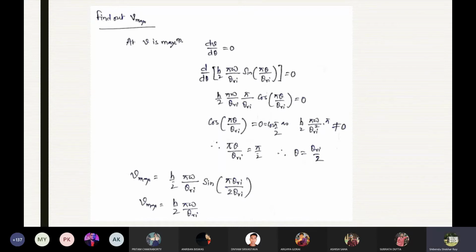dV/dθ equals zero. So that will be your condition for either the maxima or minima. So you differentiate it with respect to theta, and you will check whether whatever I have done is correct or not.